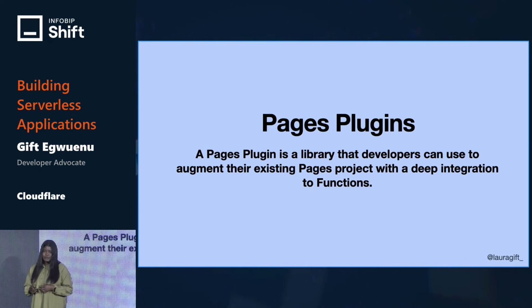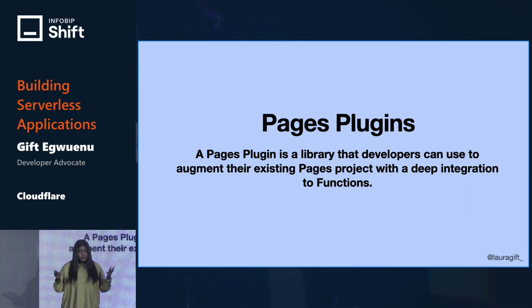A quick example here is authentication. If you have different front-end applications where you keep writing the same auth handler, you can actually abstract the function. So if you have an auth.js file, you can abstract that as a Pages plugin and also deploy it or have it publicly available for other developers to use.